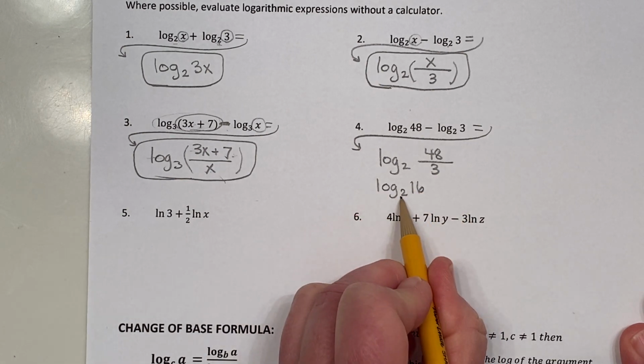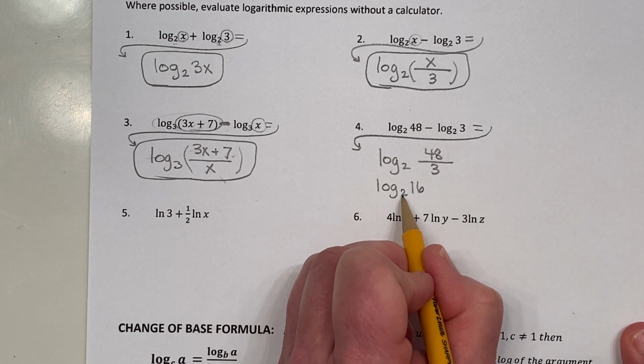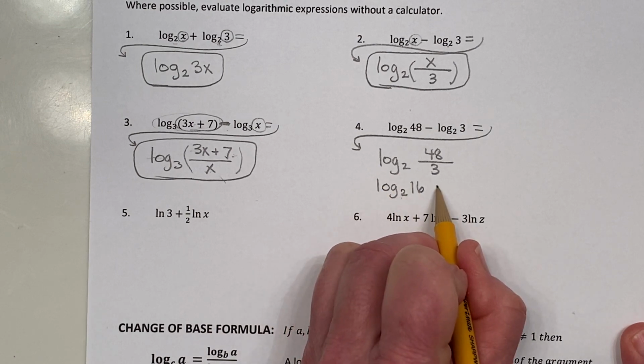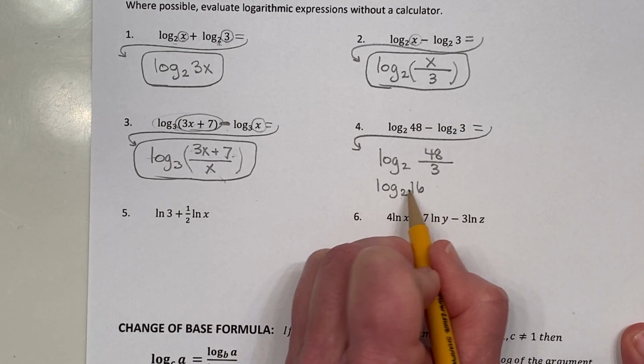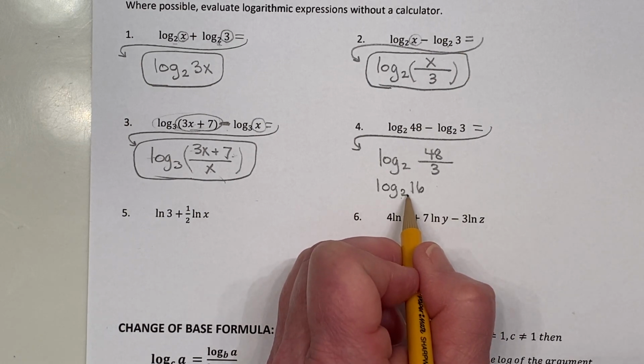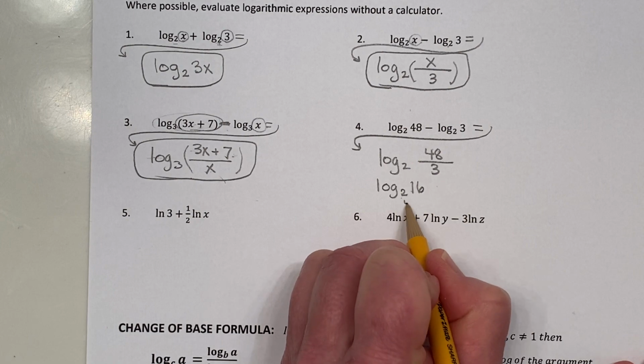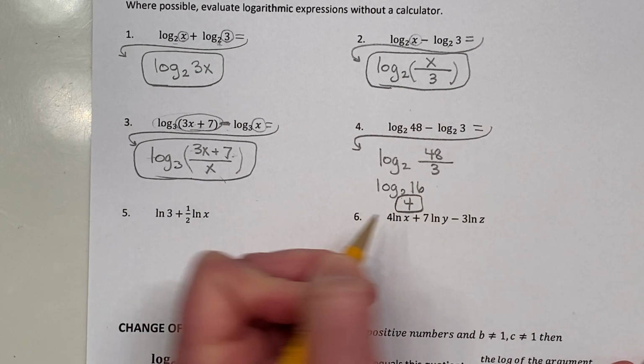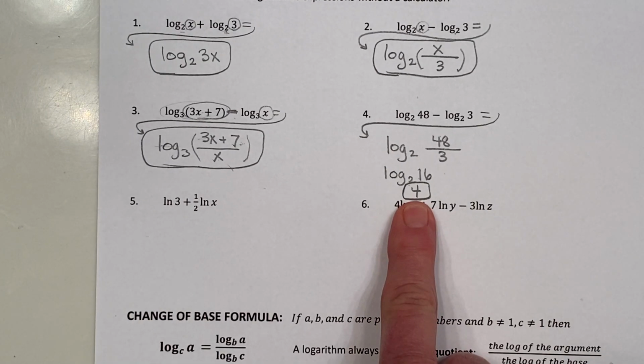Well, before we leave this problem, let's think again. Does this have a nice answer? 2 raised to what power is 16? Well, if you take 2 and multiply it multiple times on your calculator and you count, 2 raised to the 4th power is going to give you 16. So the final answer for this problem is 4.